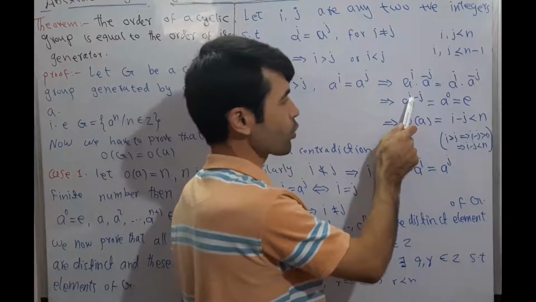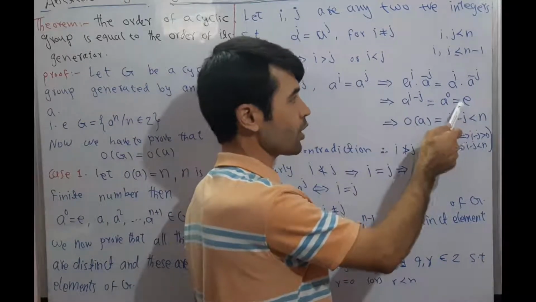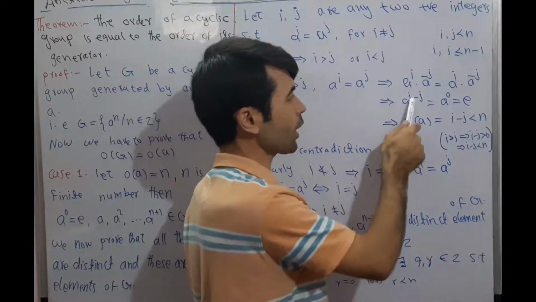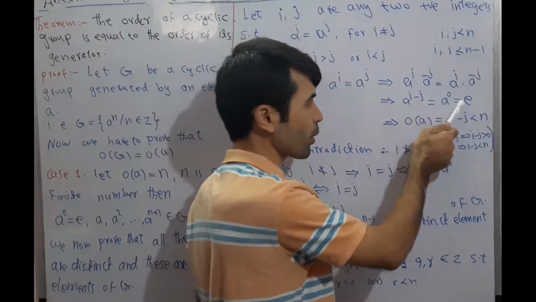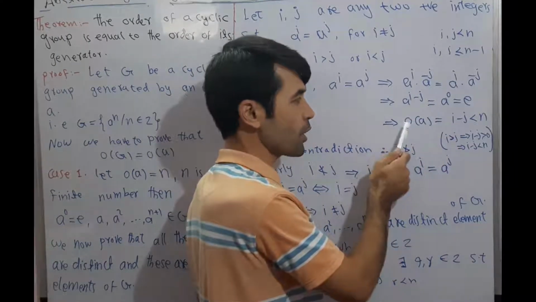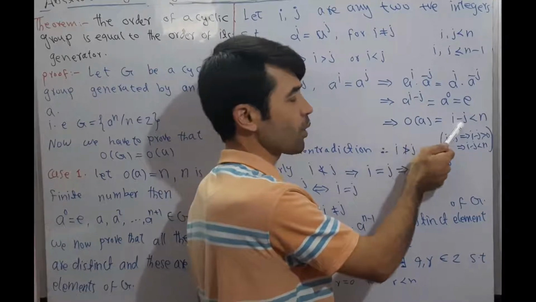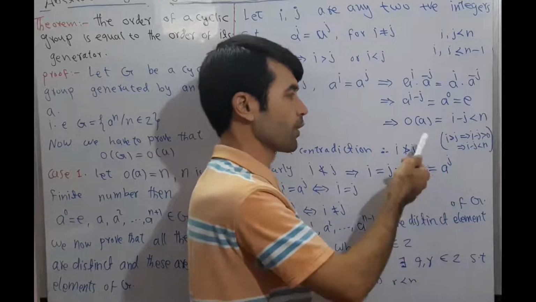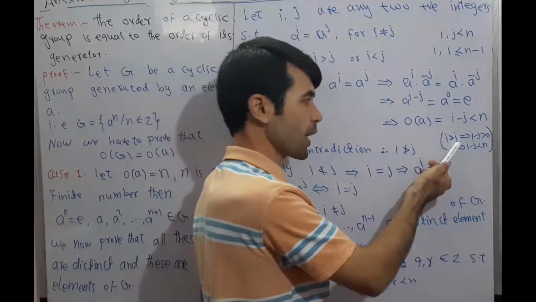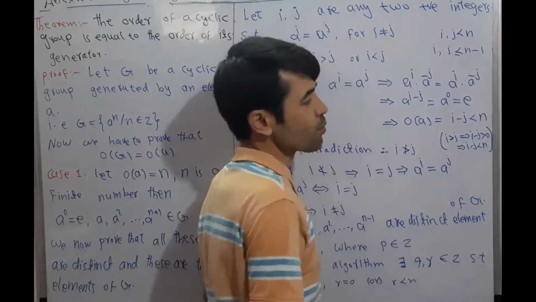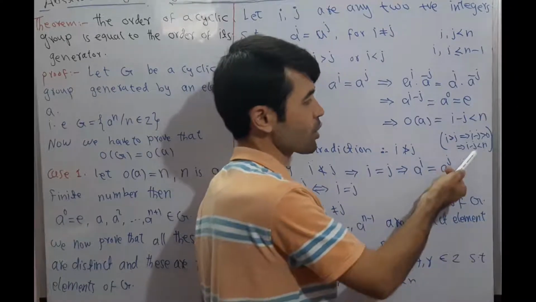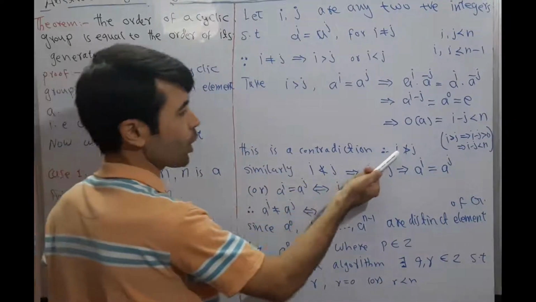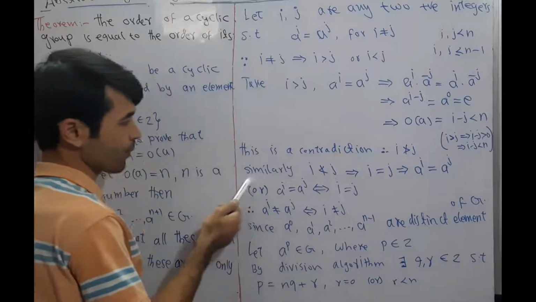If we have a to the power n equal to e, then n is the least positive integer, that is, n is the order. But here a to the power i minus j is equal to a to the power 0, which is equal to e. That means the order of a is i minus j, which is less than n, not equal to n. Since i is greater than j, this implies i minus j is also greater than 0 and less than n. This is a contradiction. Therefore, i is not greater than j.